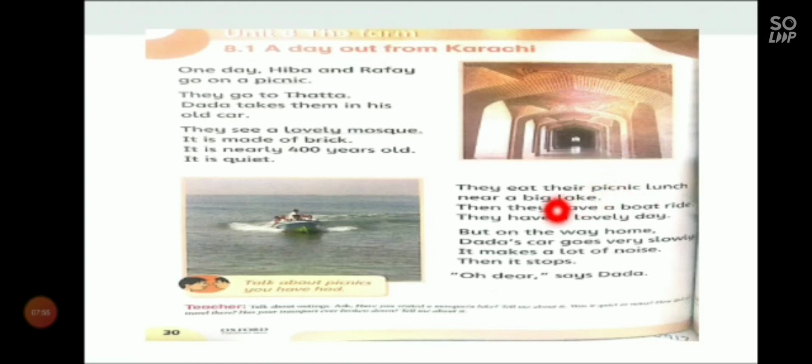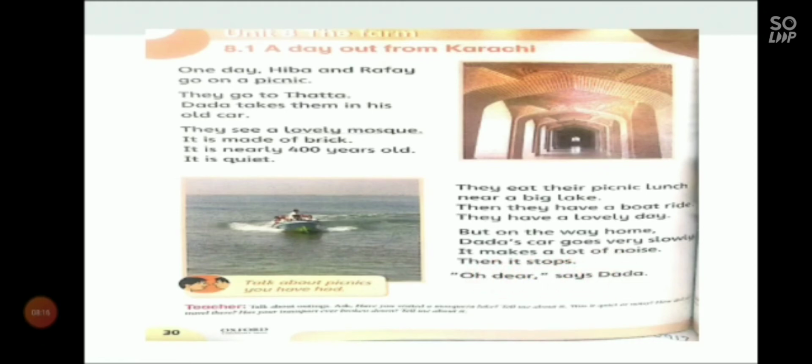They eat their picnic lunch near a big lake. Then they have a boat ride. They have a lovely day. But on the way home, Dada's car goes very slowly. It makes a lot of noise. Then it stops. Oh dear, says Dada.